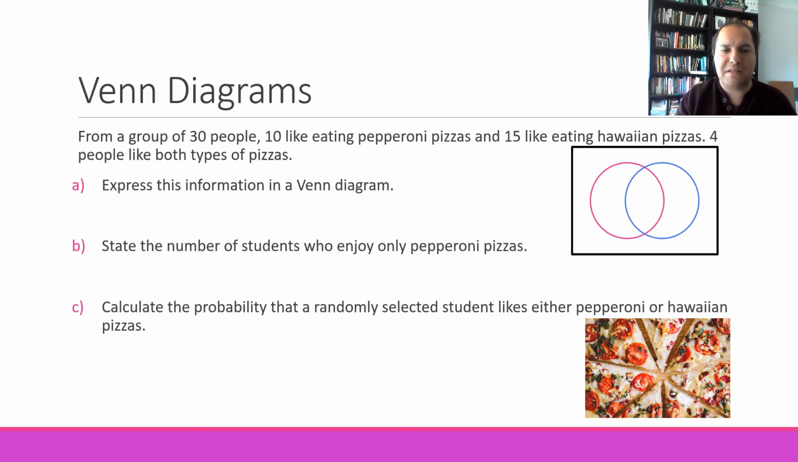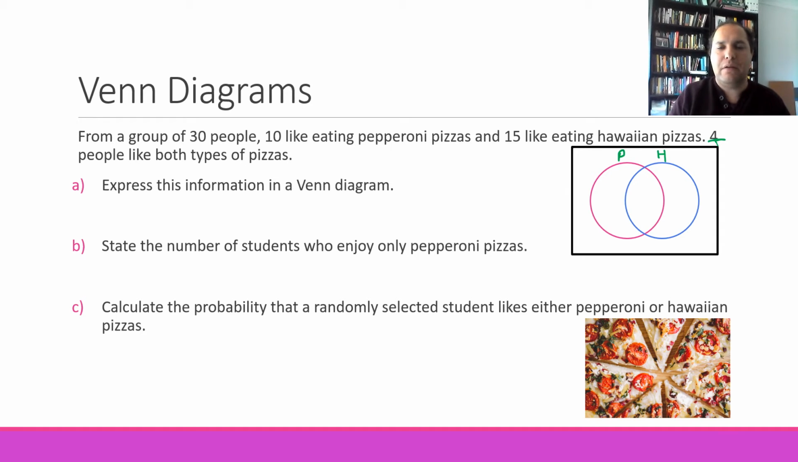All right, so let's do an example with some Venn diagrams. From a group of 30 people, there are 10 of them that like eating pepperoni pizza and 15 that like eating Hawaiian pizzas. 4 people like both. Now the first thing we have to do is express this information in a Venn diagram. So we've got our diagrams here, and let's label our circles. This left-hand circle could be the people who like pepperoni. This right-hand circle can be the people who like Hawaiian.